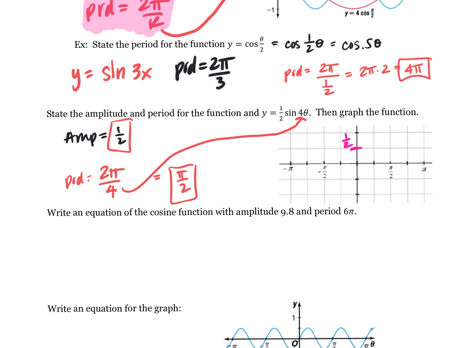She says that's 1/2. So I'm going to say, ooh, if my amplitude's 1/2, I got to go up to that and down to that. And those are my nice little guidelines.